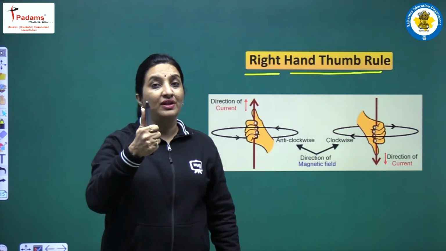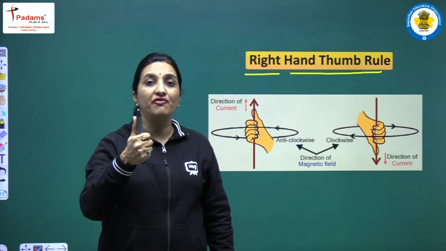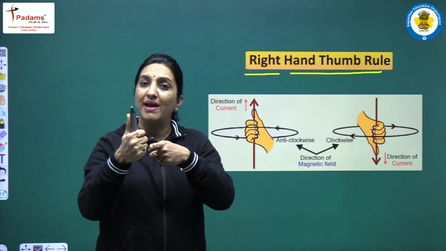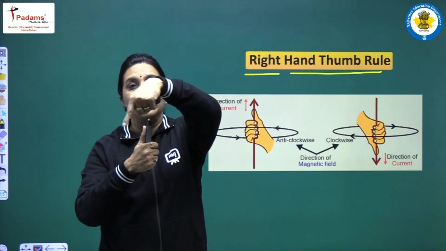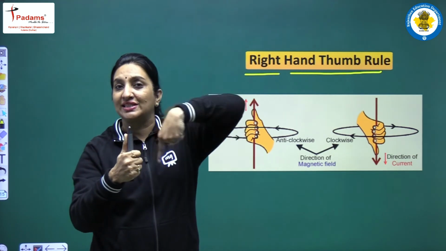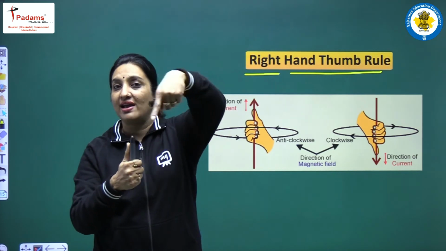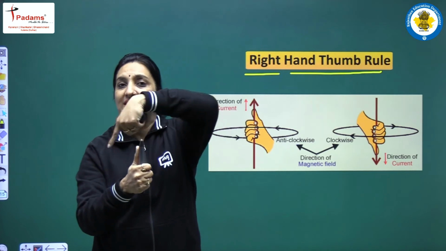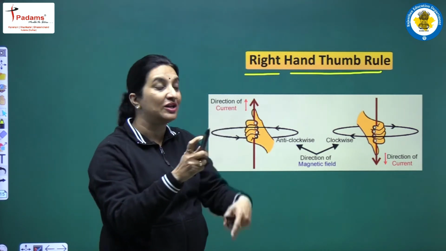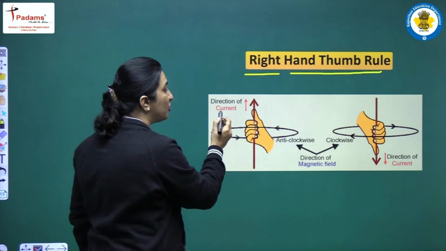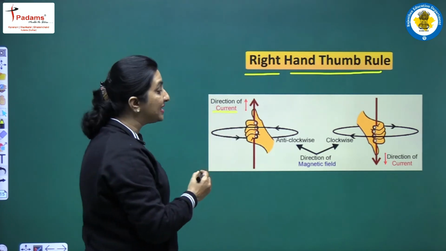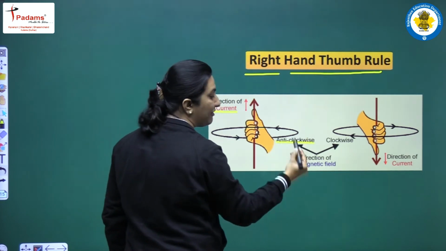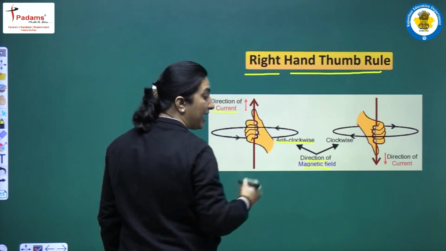Then if the thumb is pointing towards the direction of current, then the curl of the fingers gives us the direction of magnetic field. Here you can see that the curl of the fingers are like this. So a current carrying wire having current in the upward direction will have magnetic field in this direction. So this we have shown here. So if the direction of current is like this, then we have anti-clockwise magnetic field. This is the direction of magnetic field.